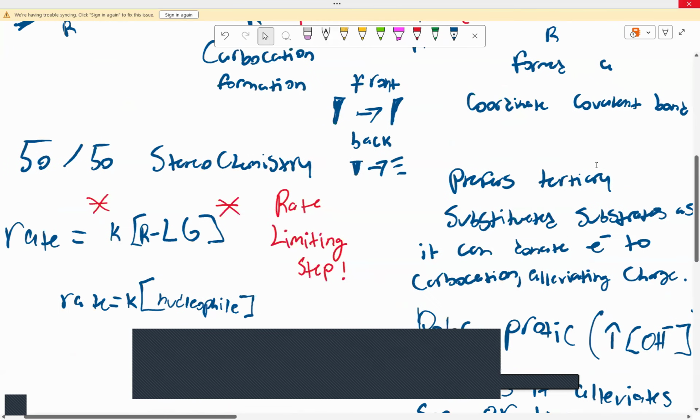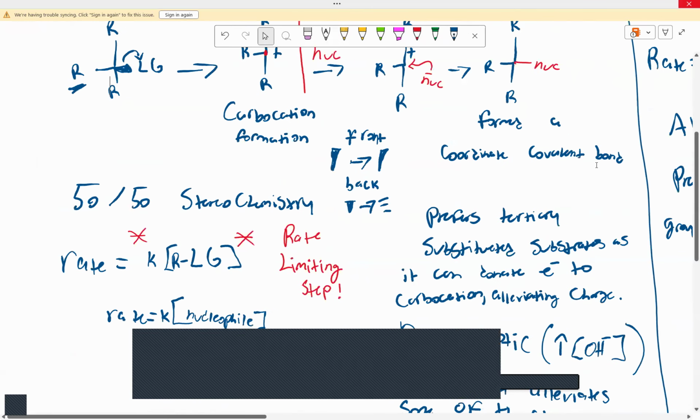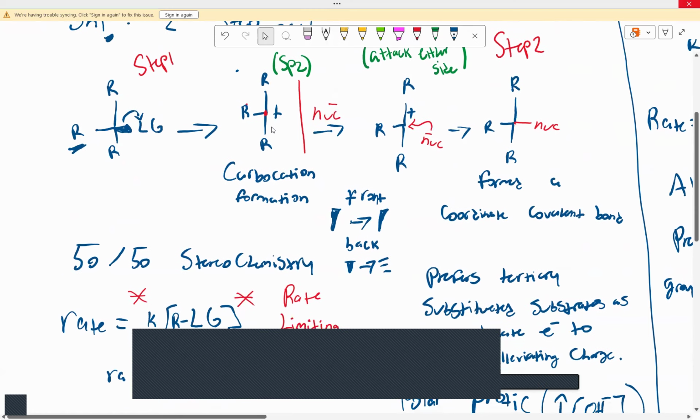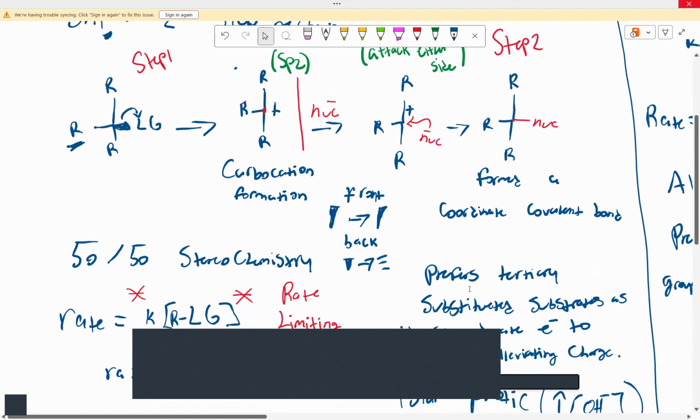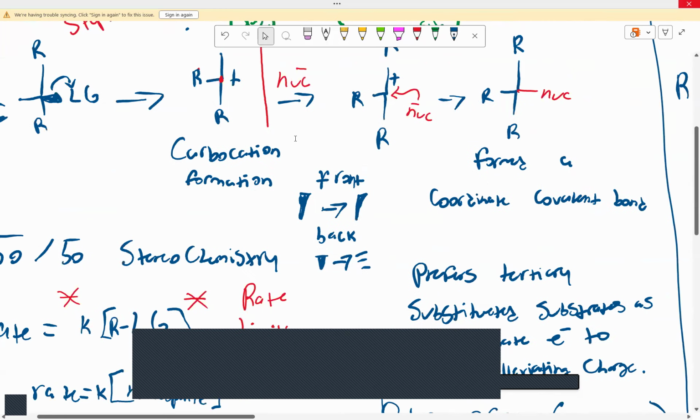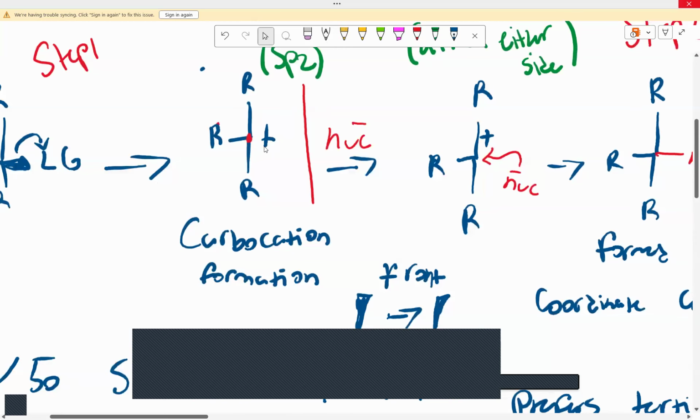And then, so what are some of the ways that you can make this more reactive, to increase the rate of the leaving group? For tertiary substituted substrates, remember, if you have carbon, carbon can donate some of its electrons to that carbocation up here. And that can make it more favorable.